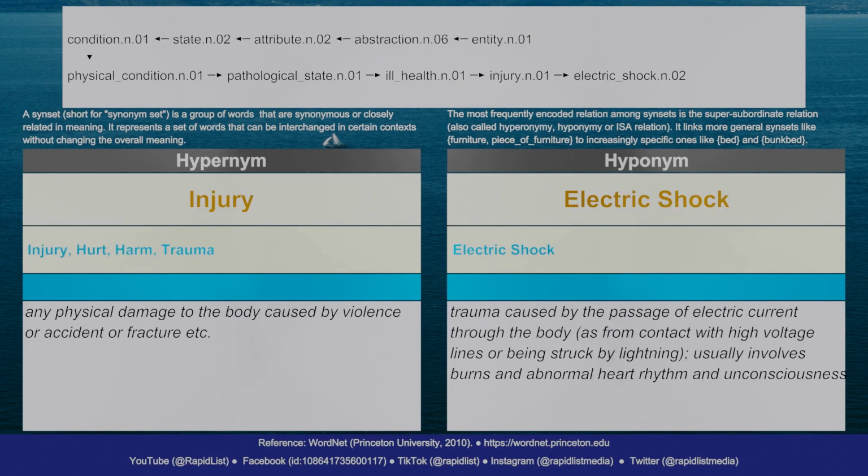Electric shock. Trauma caused by the passage of electric current through the body, as from contact with high voltage lines or being struck by lightning, usually involves burns and abnormal heart rhythm and unconsciousness.